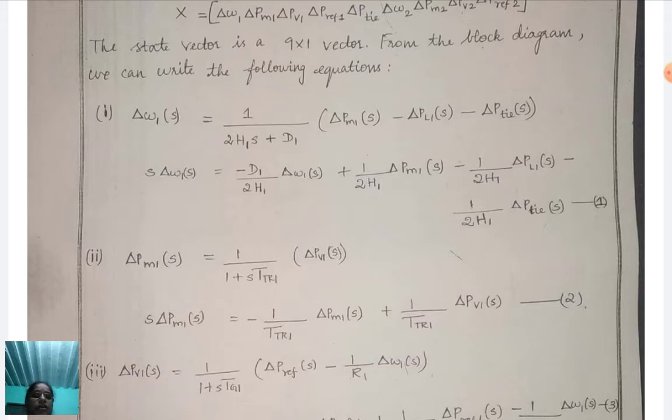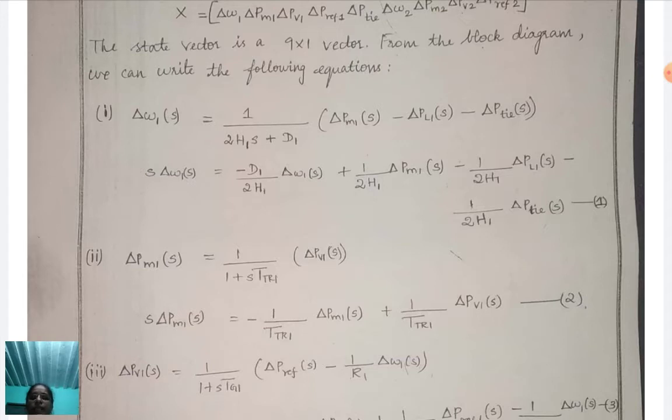We already studied this in automatic generation control, into del pm1 of s minus del pl1 of s minus del p tie of s. Pl1 is the change in load. Therefore, s del omega 1 of s equal to minus D1 divided by 2H1 into del omega 1 of s plus 1 by 2H1 into del pm1 of s minus 1 divided by 2H1 into del pl1 of s minus 1 divided by 2H1 into del p tie of s. This is equation number 1.